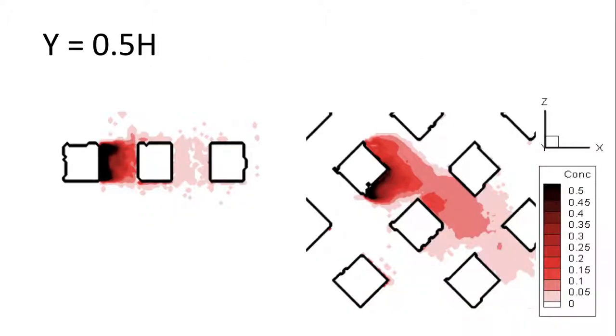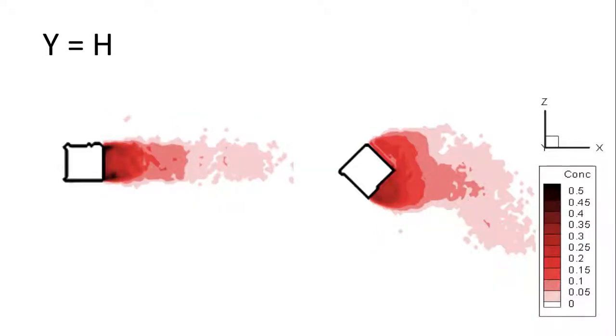This is a color contour of the contaminant at y equals 0.5 H. We can see again here how the contaminant really disperses in the positive Z direction in the 45 degree case, while in the 0 degree case, the dispersion is mainly behind the tall building and is obstructed by the short building that is directly behind. This is y equals H, so directly above the height of the short buildings.